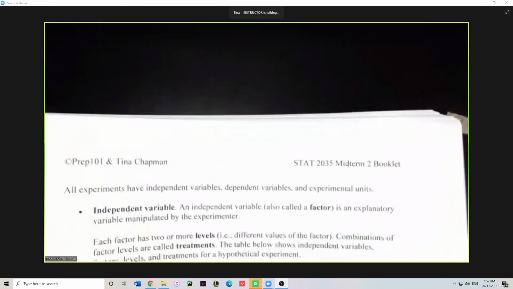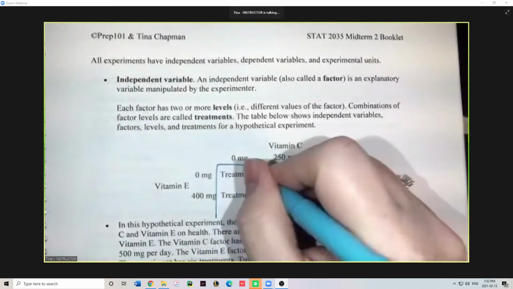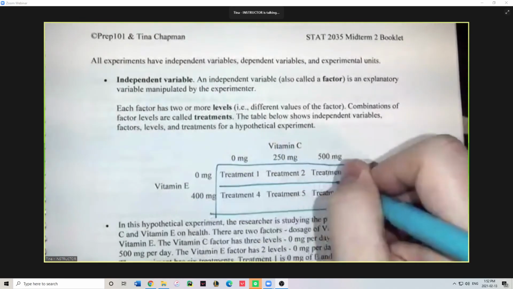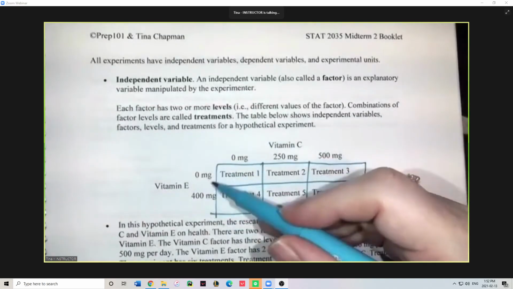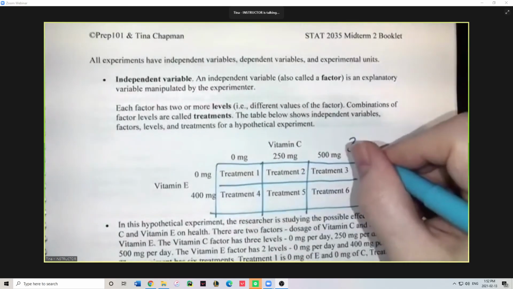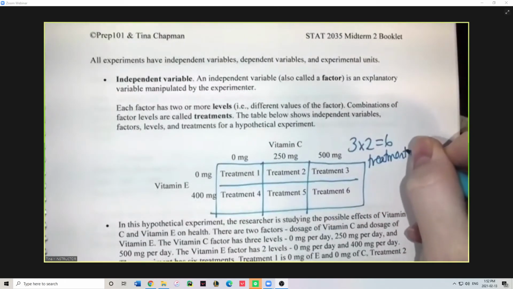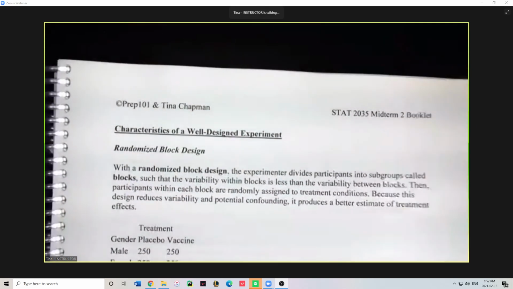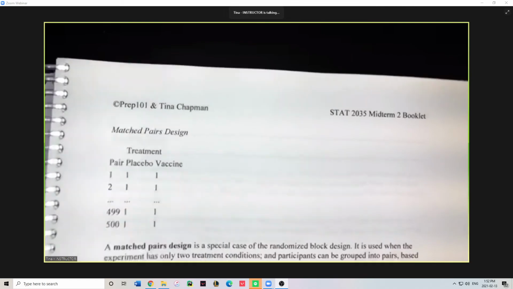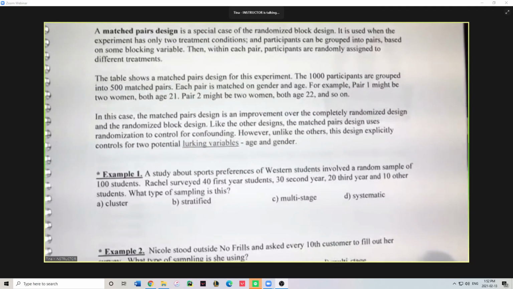Okay, we talked about independent, we talked about factor, treatments, treatment levels, so you can kind of see that from here. If you've got 3 different levels of vitamin C and 2 different levels of vitamin E, then you've got 3 times 2 is 6 different treatments. Okay, we talked about block designs, I think that's it. We talked about matched pairs. So look at the bottom of page 67 here.